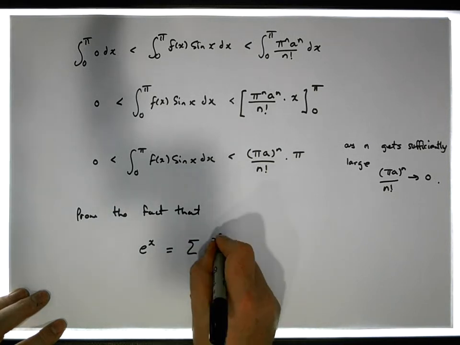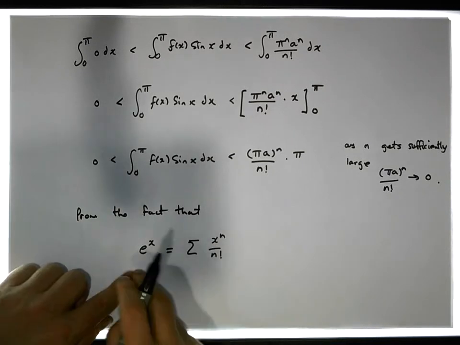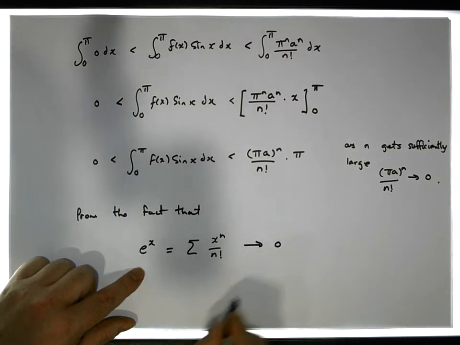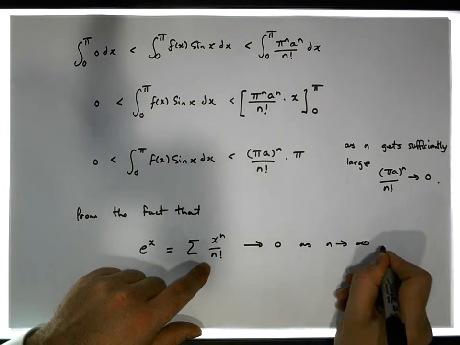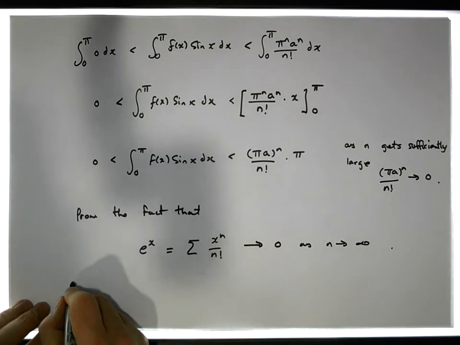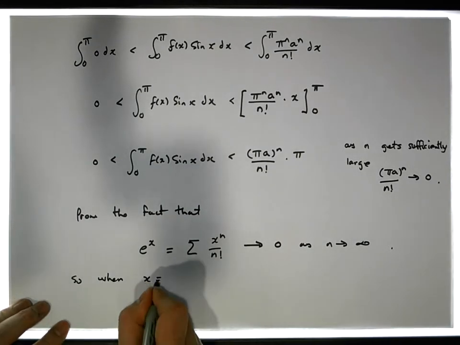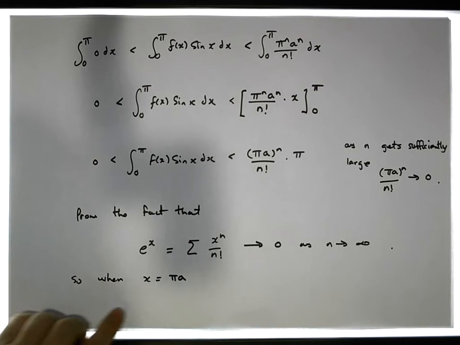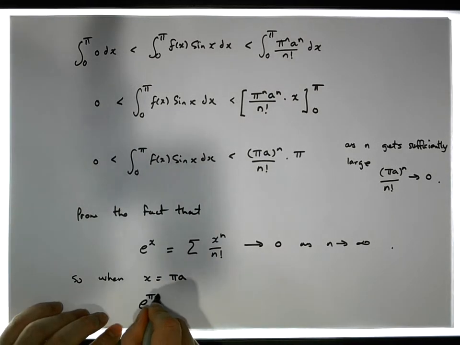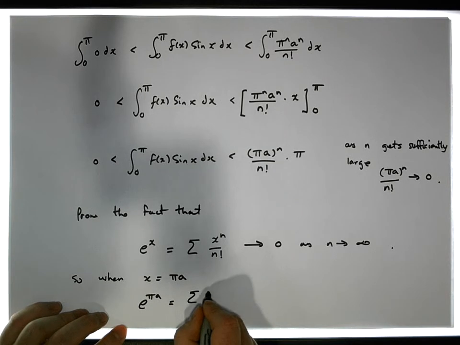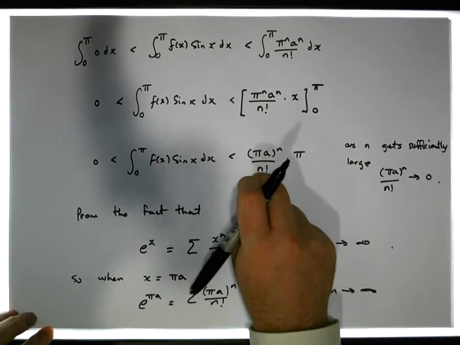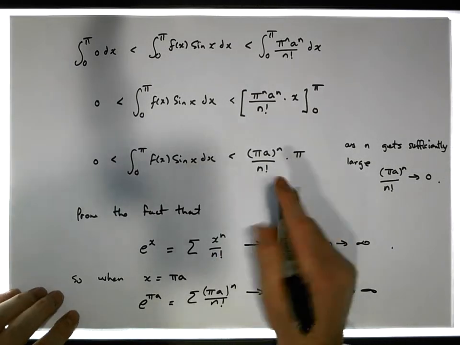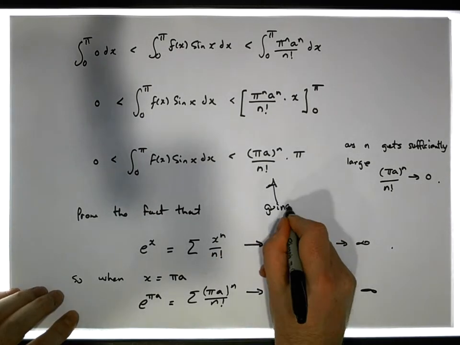We know that this particular function converges to 0 as n gets larger and larger, as n tends to infinity. So when x is equal to pi a, we have that e to the pi a must be equal to this series evaluated at pi a to the n over n factorial, which must converge to 0 as n gets sufficiently large. In other words, this thing here is going to 0, that particular term is here.